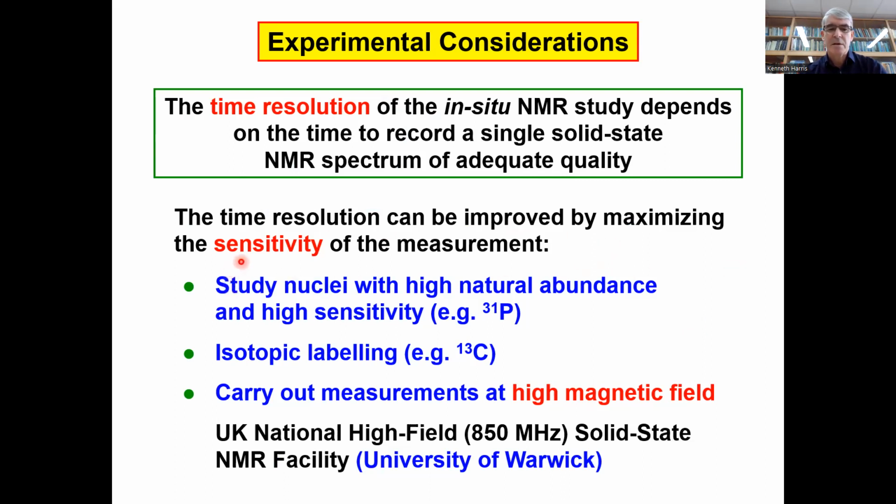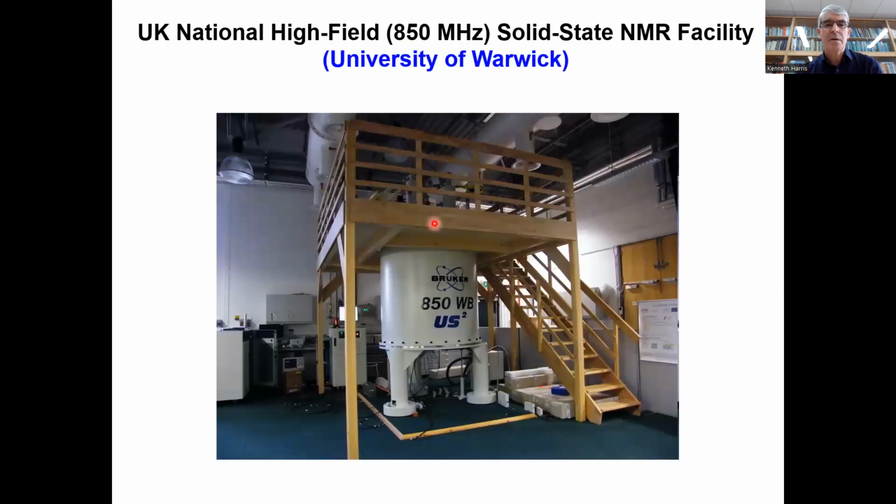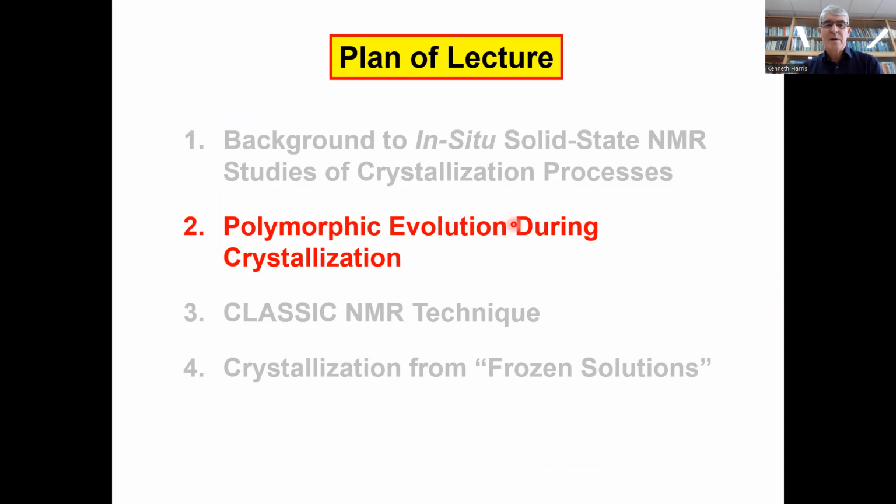We want, therefore, to maximize the sensitivity of the measurement, and that might, in the case of carbon-13, involve isotopic labeling, but we always benefit in this regard by carrying out measurements at high magnetic field. And the vast majority of our work in this field has been carried out at the UK National High Field Solid State NMR facility, which is based at the University of Warwick. 20 Tesla magnet, 850 megahertz proton resonance frequency, and here's this very large NMR magnet and the spectrometer where we carry out these measurements.